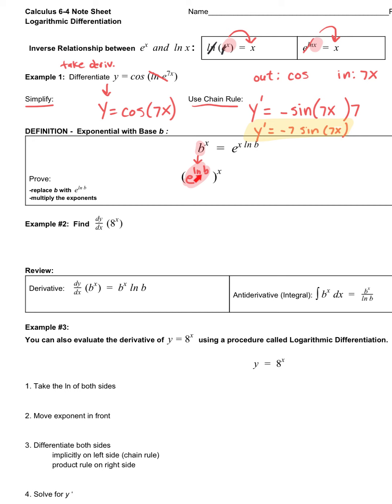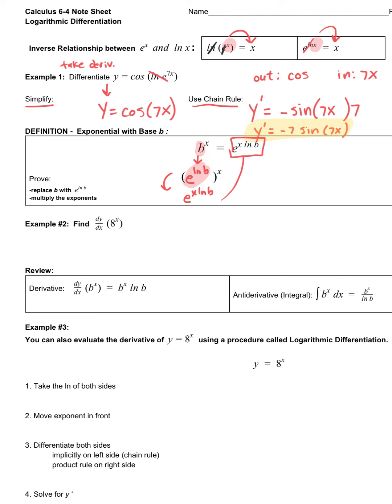What's the rule when you're raising one exponent to another? You multiply. So now we get e to the x ln b. The order of multiplication doesn't matter. So that is how we can kind of prove that these two things are equal to each other.